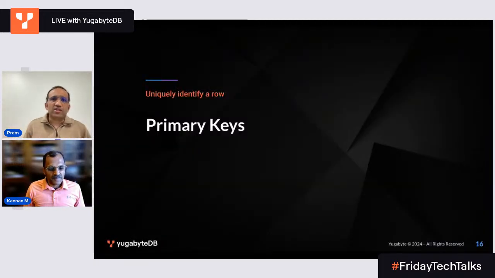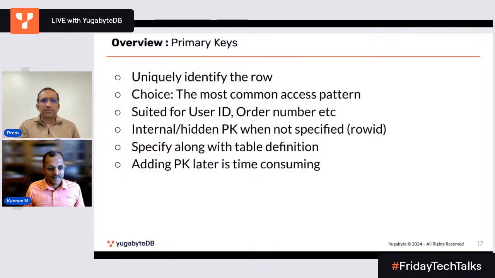First, let's look at primary keys. A primary key is a column or a set of columns that uniquely identifies the row. Let's look into this deeper. Primary key, as I said, is the unique identifier for the row. They should be chosen based on the most common access pattern, typically suited for user ID, order number, UUIDs, etc.